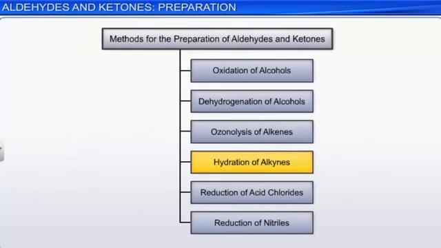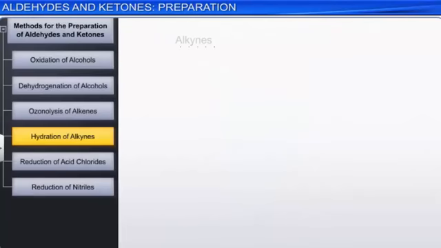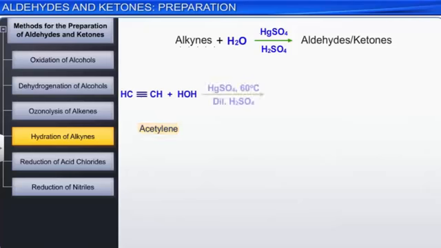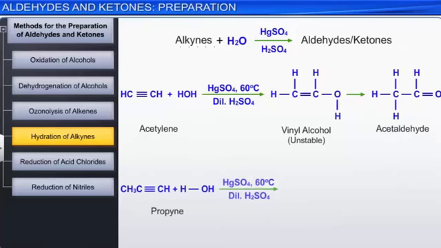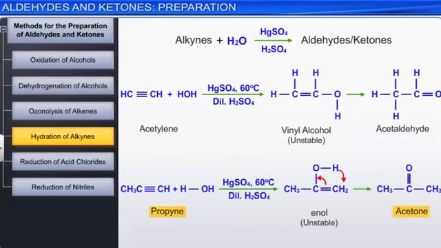Hydration of alkynes is yet another method for the preparation of carbonyl compounds. This method involves the addition of water to alkynes in the presence of mercuric sulfate and sulfuric acid to form aldehydes or ketones as the final product. For example, acetylene on hydration gives unstable vinyl alcohol, which tautomerizes to form acetaldehyde. All other alkynes yield ketones in a similar manner. For example, propyne gives acetone on hydration.